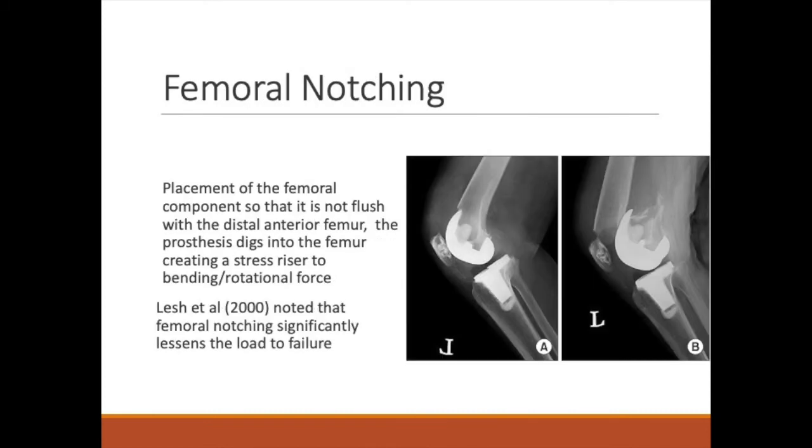Femoral notching is placement of the femoral component so that it is not flush with the distal anterior femur on the anterior flange of the component. The prosthesis then digs into the distal femur and creates an abrupt stress riser, particularly to severe bending or rotational force. There have been basic science studies on this where they take cadaver bones and they notch, and they do find that it does significantly lessen the load to failure.